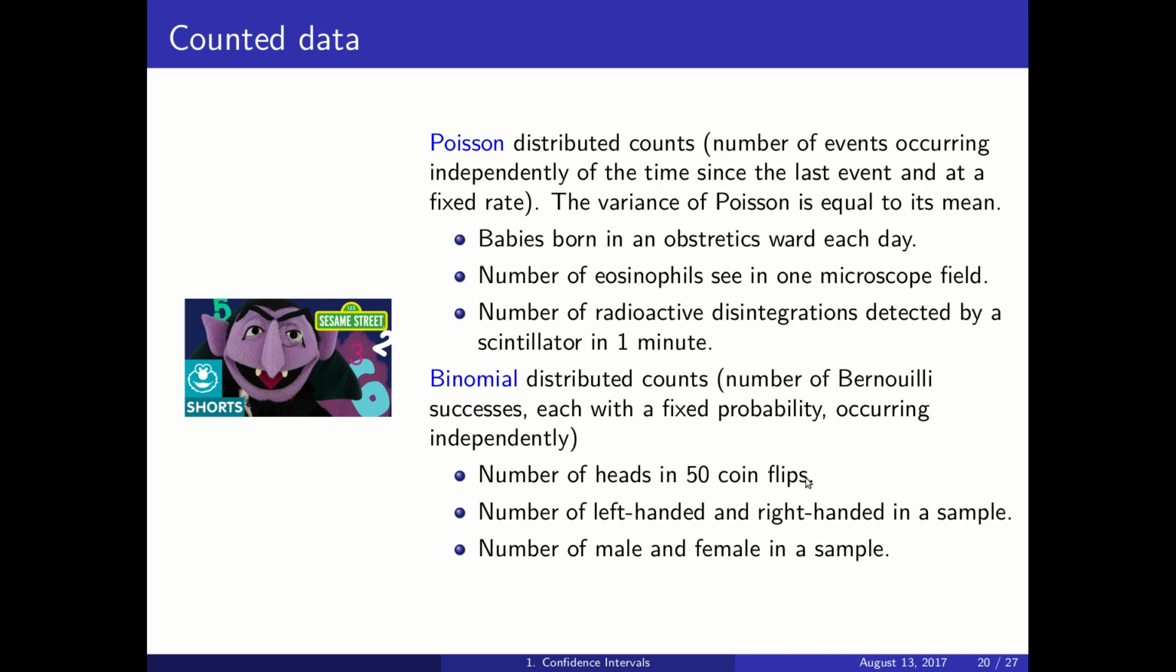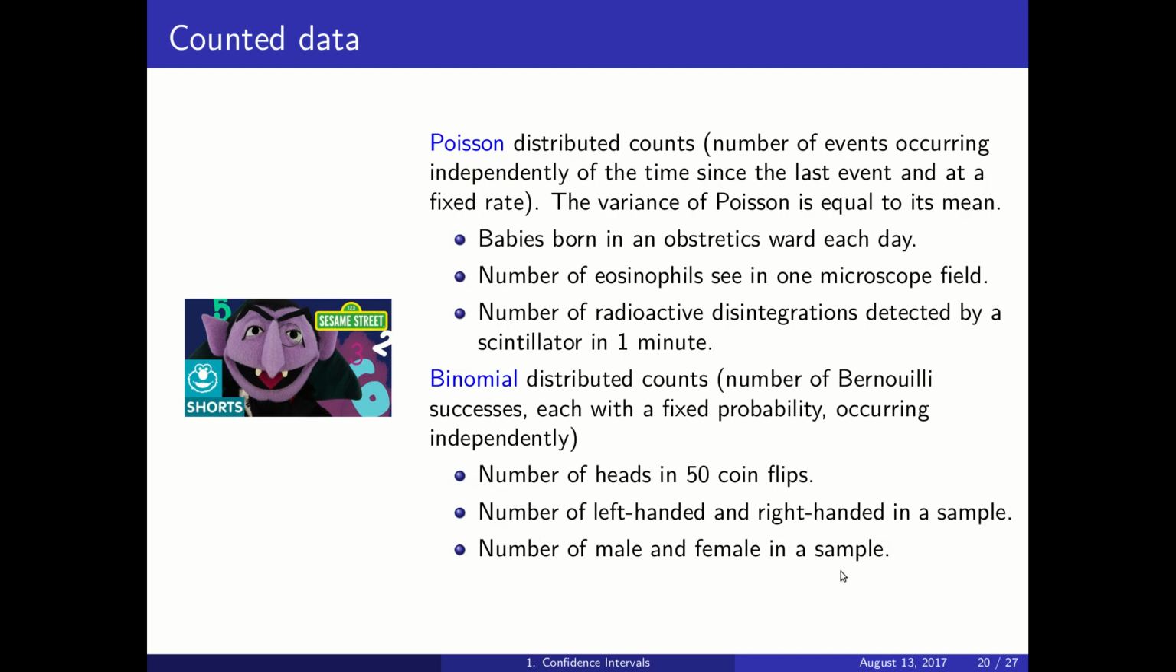The binomial is the distribution of the number of Bernoulli successes, each one with a fixed probability occurring independently. So for instance, the number of heads that you have in 50 coin flips. For every coin flip, the probability of observing a head is always the same. And you may note the difference here. We're focusing on the fixed rate in the Poisson, while in the binomial we are looking at the probability of success, or number of left-handed and right-handed people in a sample, or number of male and female in a sample, and so on.